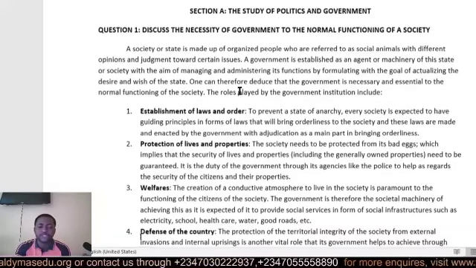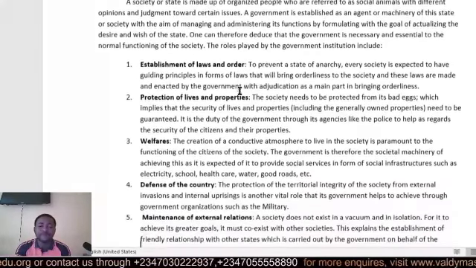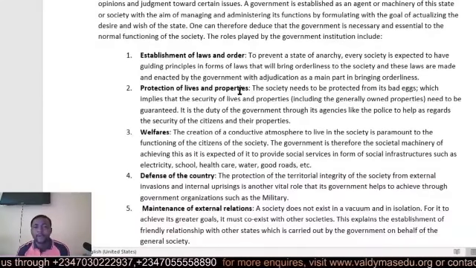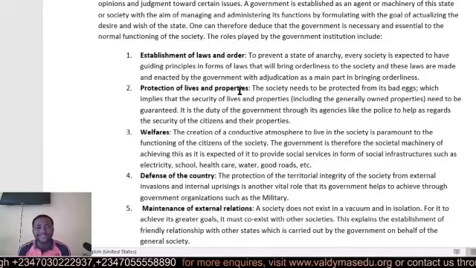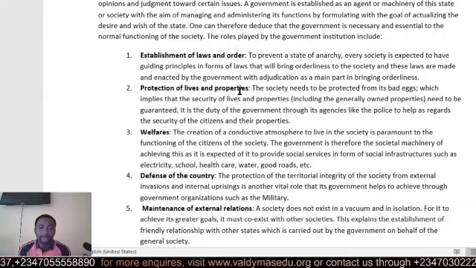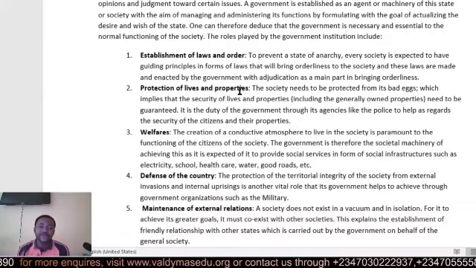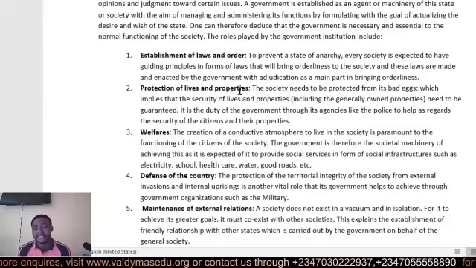Another major function of government is welfarism, welfare. When we talk about welfare, we're talking about creating a conducive environment for the citizens of the state in carrying out their daily activities.